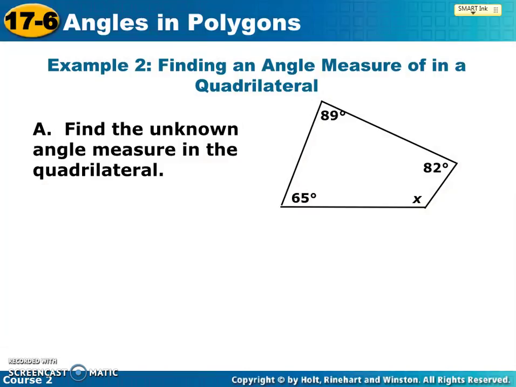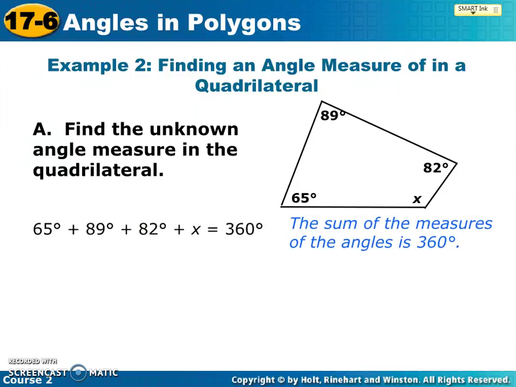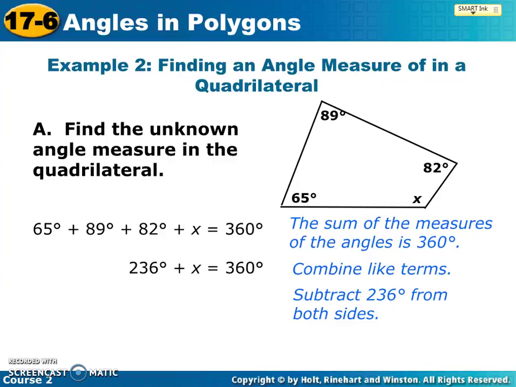So if we need to find the angle measure of our quadrilaterals, we are going to simply take the 360 degrees, and we're going to add up the 65, the 89, and the 82, and the unknown angle of x. We're going to combine our like terms just like we did before. So 65 plus 89 plus 82 equals 236. Because it's an adding problem, we need to subtract 236 from both sides. And we're going to get x to equal 124.